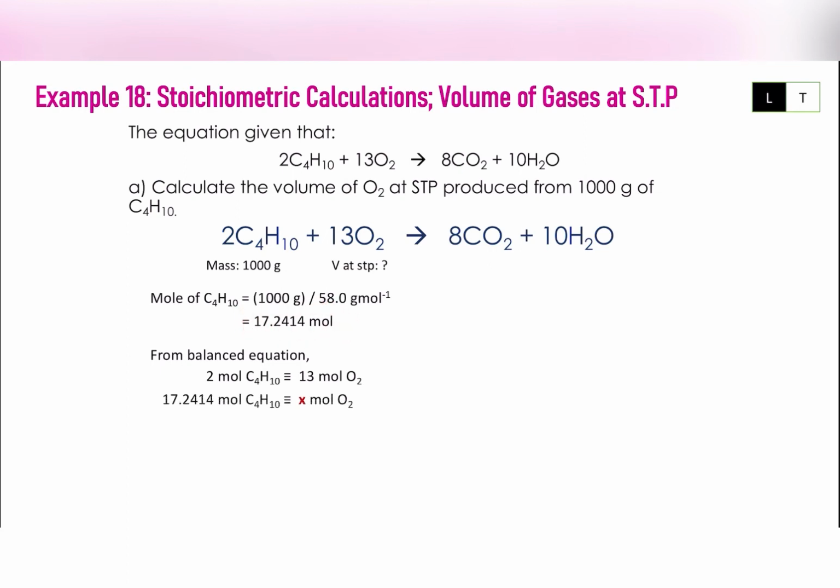Next, you have mole for C4H10 here, the one from the value given of its mass. Now you can determine X mole of O2. Cross multiply, the value for X will be 112.0691 mole of O2. Please emphasize, what is this value for? So you got the moles for oxygen, but you have to find out the volume. So how to calculate this one?